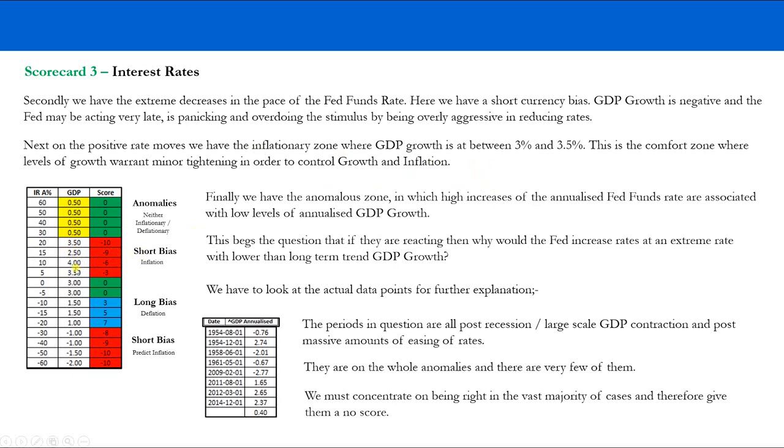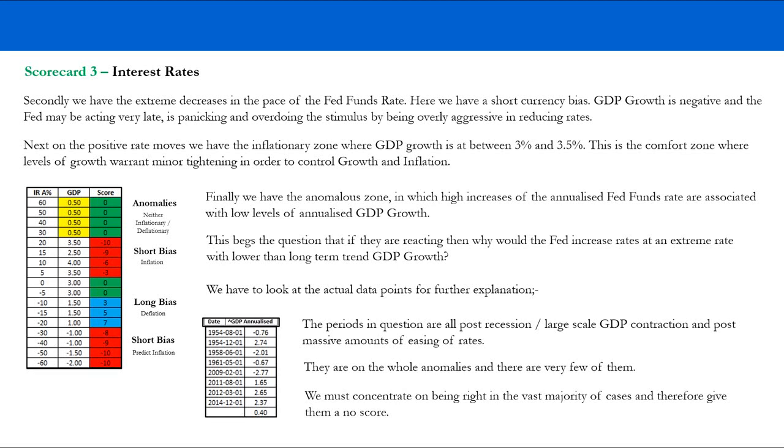And this is when GDP is between 3 to 3.5 and maybe 4%. This is basically the comfort zone where levels of growth warrant basically minor tightening in order to control growth and inflation. And on the extreme increases, as we've already highlighted, we do have this anomalous zone where high increases of annualized Fed funds rates are associated with low levels of annualized GDP growth.